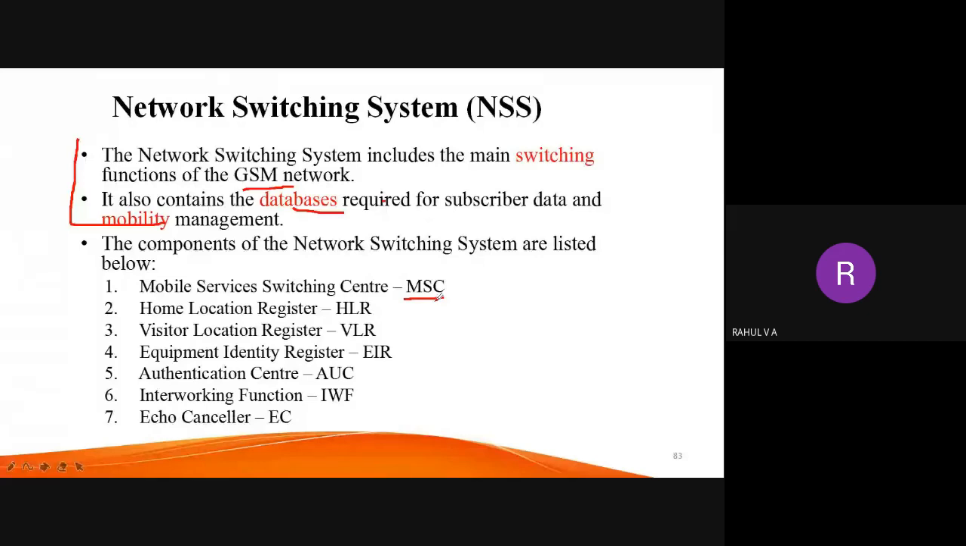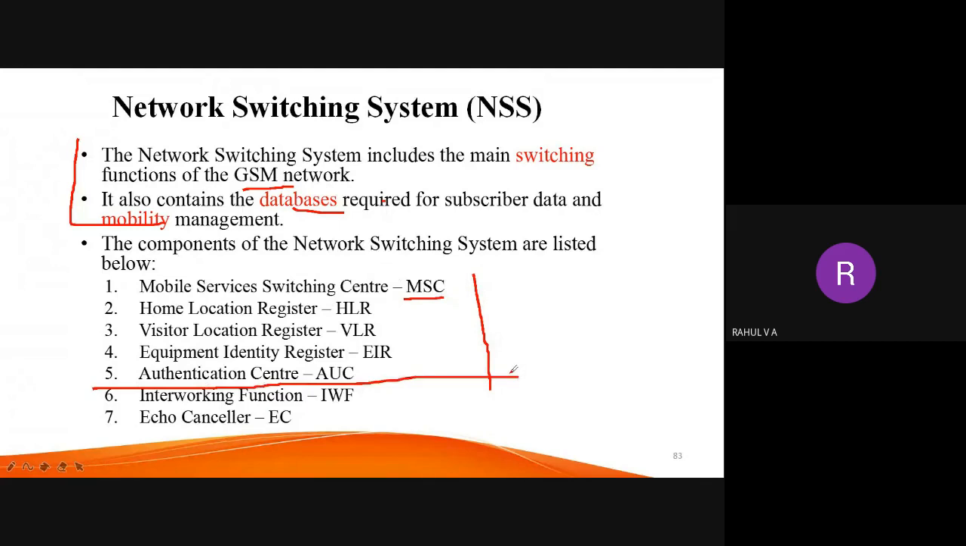So at least when you are explaining about network switching system, you have to explain about mobile services switching center, MSC, HLR, VLR, EIR, AUC. At least five things. Any of these five things you have to explain.